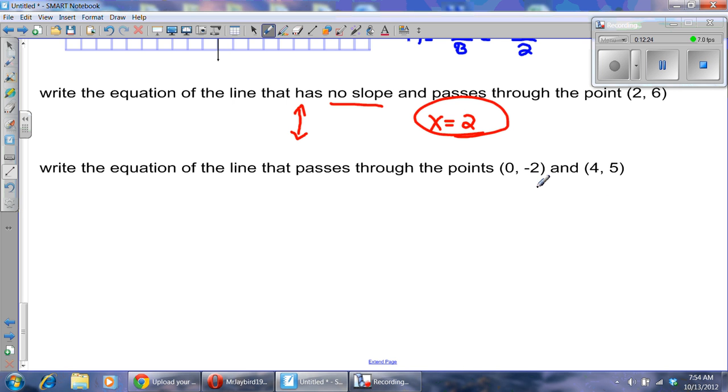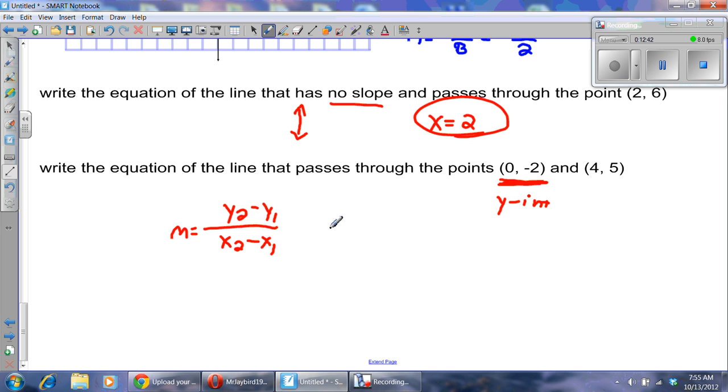Okay, on the second one, I have to write the equation of the line that passes through these 2 points. Hey, look at this. Mr. Lawrence was nice to you. What did he give you? He gave you the y-intercept. All you have to do is find the slope, y sub 2 minus y sub 1 over x sub 2 minus x sub 1, and then write it in the form y equals mx plus b.